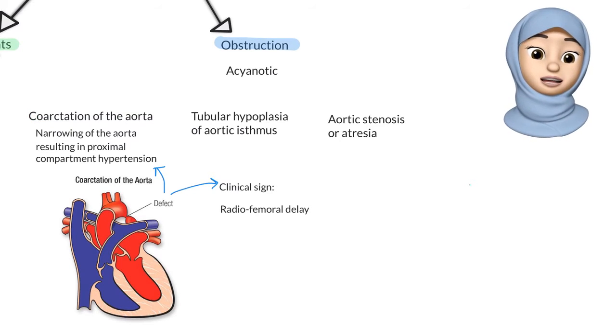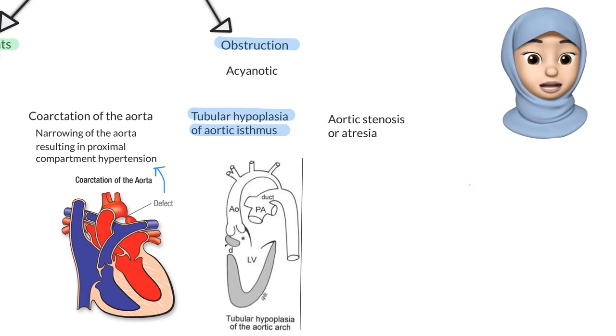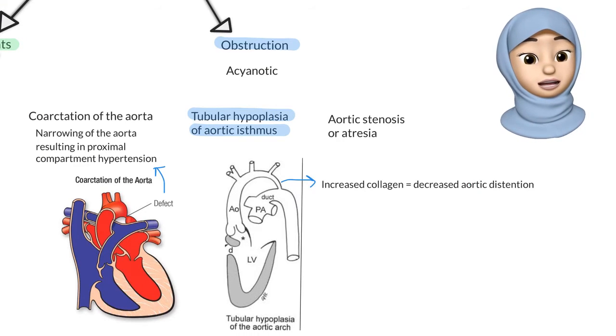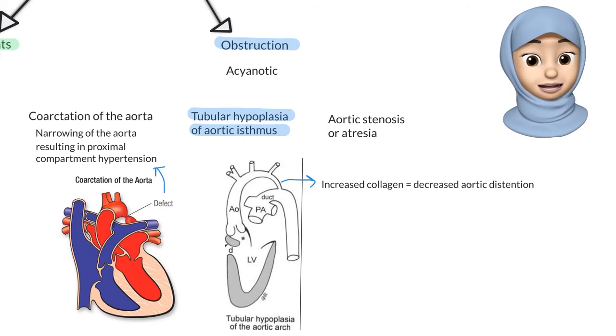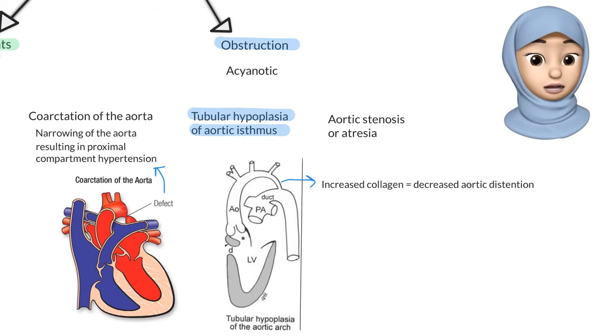Next, let's look at tubular hypoplasia. This is when there's increased collagen, which decreases the ability of the aorta to distend. As we can see, there's less narrowing of the aorta compared to that in coarctation.